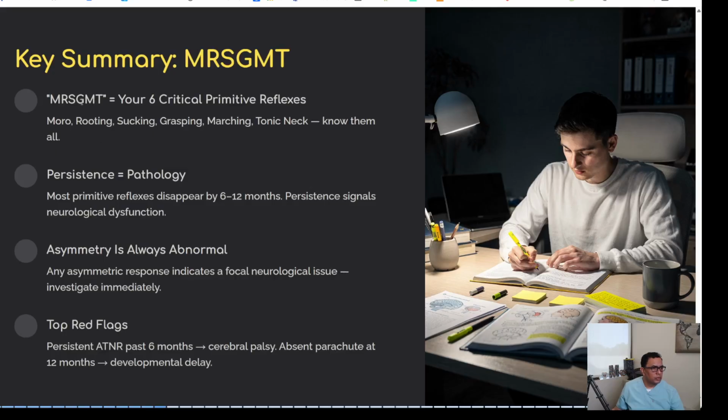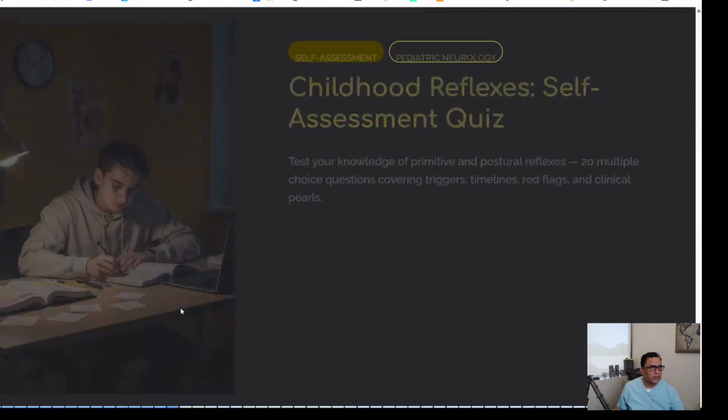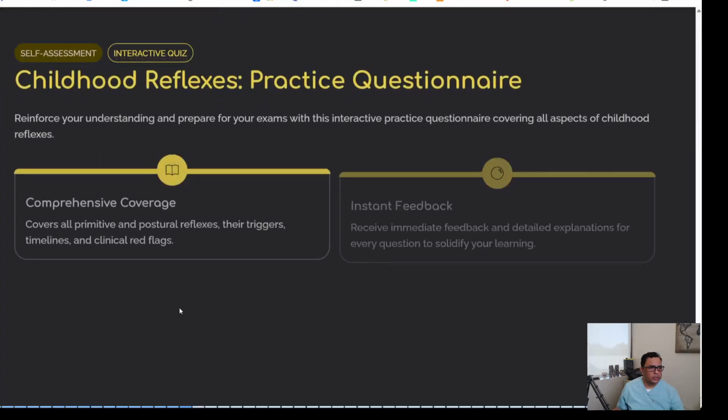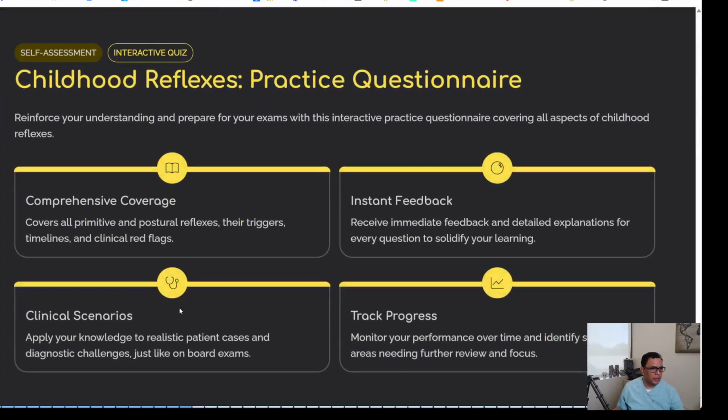Now the key summary is that the mnemonic helps you remember all the primitive reflexes. Persistence is pathology. Asymmetry is always abnormal. Top red flags. Now let's do the self-assessment.